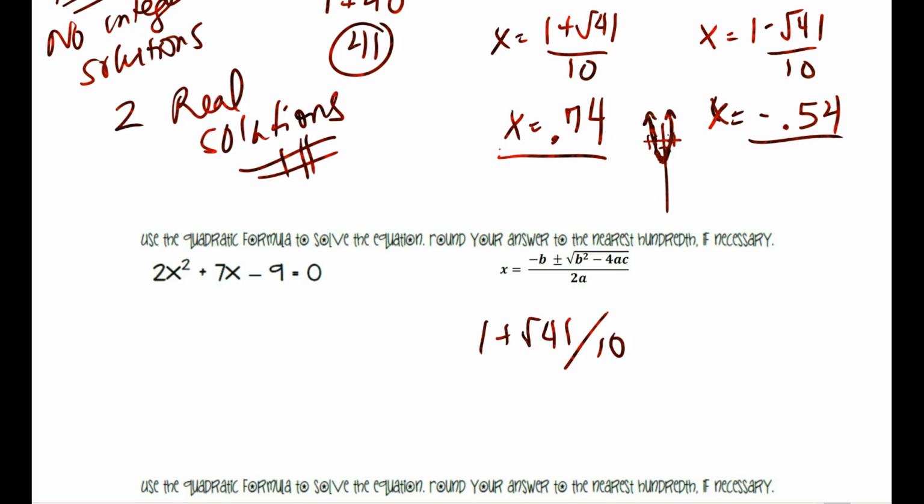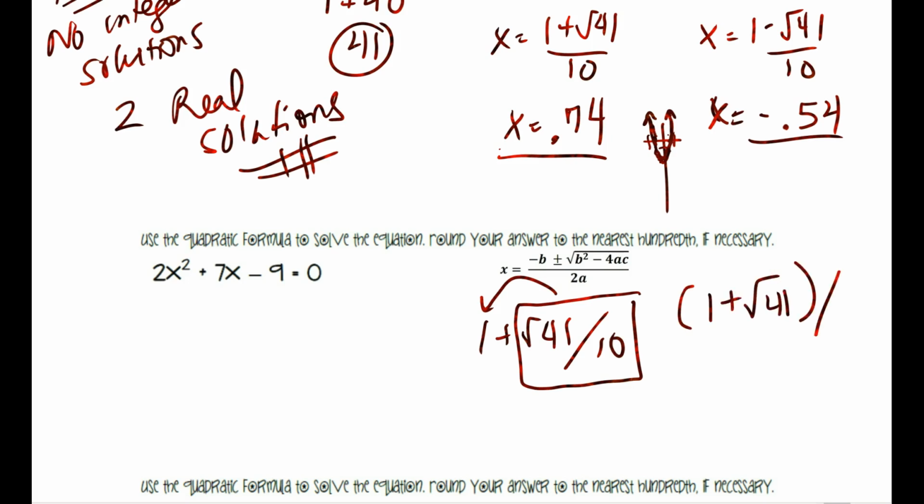Your calculator is going to do order of operations. It's going to do this first, and then it's going to add 1 to it. That is not what we want. We want to say parentheses 1 plus the square root of 41, close your parentheses, divided by 10. Or you can do it separately: do this first, get an answer, and then divide it by 10.